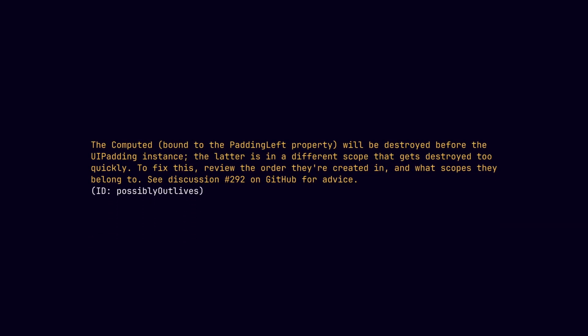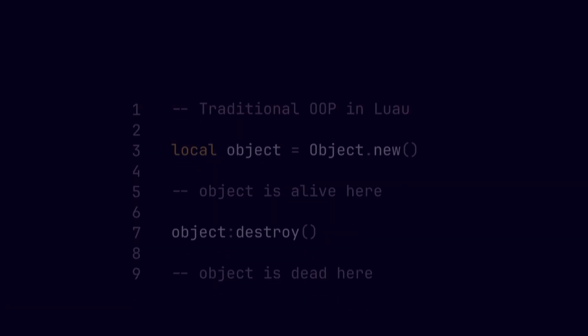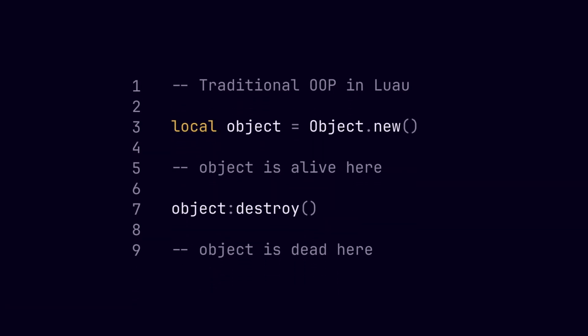If you're getting up to date on Fusion, you might have seen the new possiblyOutlives warning. At first, it might seem mystical, but in reality, it's perfectly understandable. So in this video, I'll show you why this warning exists, where it comes from, and how you can fix it. Let's start by talking about how most Lua libraries implement object-oriented programming.